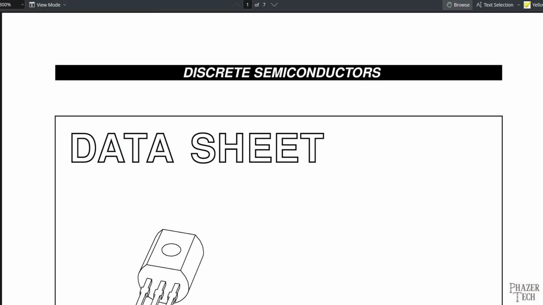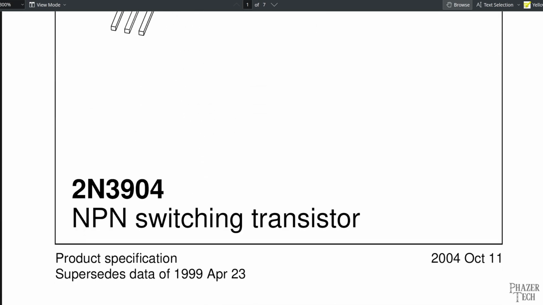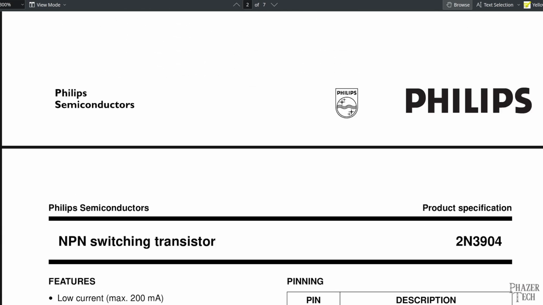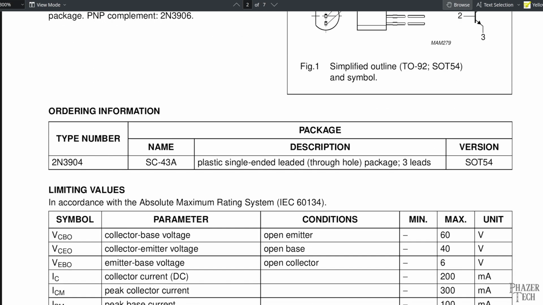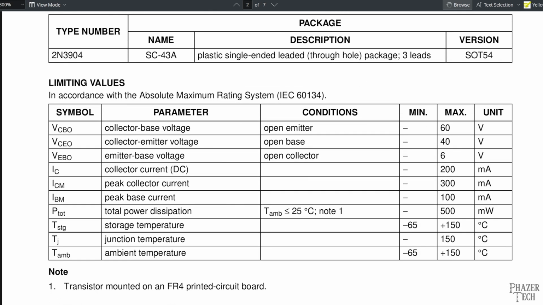Now let's take a look at the datasheet for this 2N3904 transistor. Now there's quite a few specs here. Most of these we don't really need to know, but there are a few important ones that you'll definitely need to keep in mind when designing a circuit.